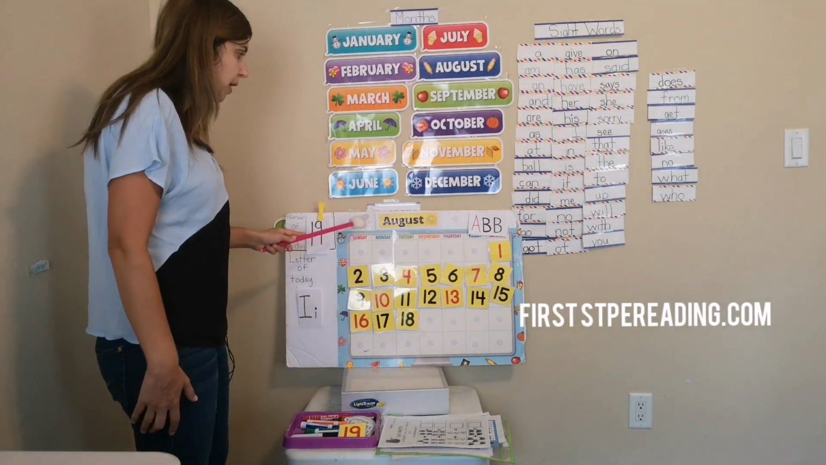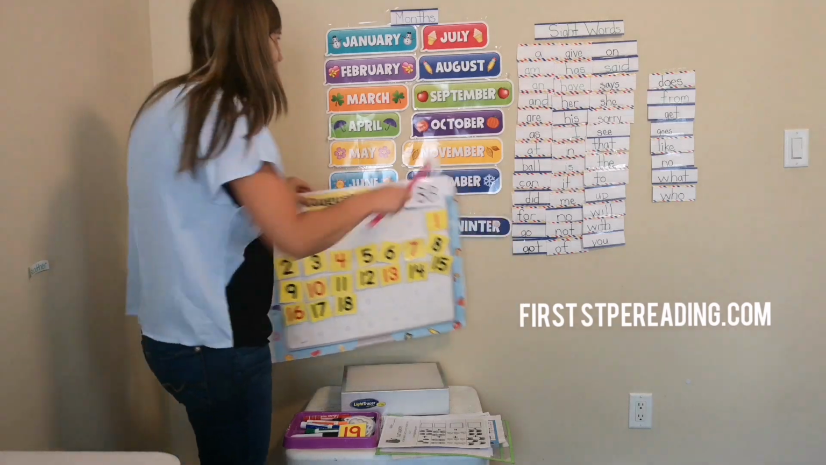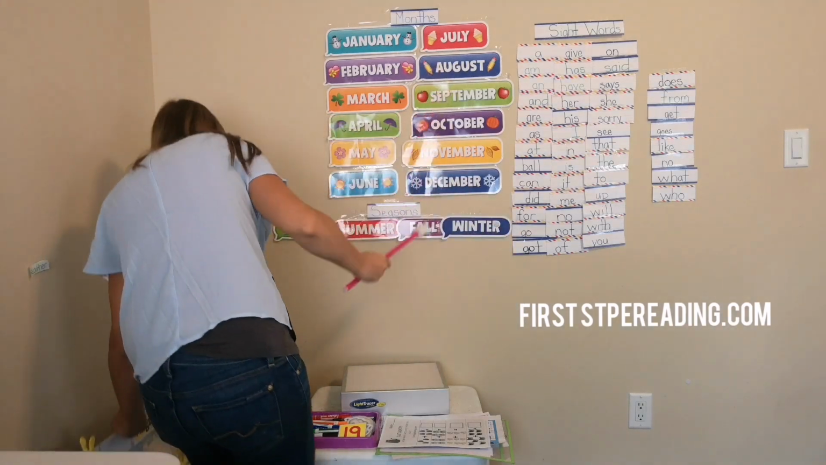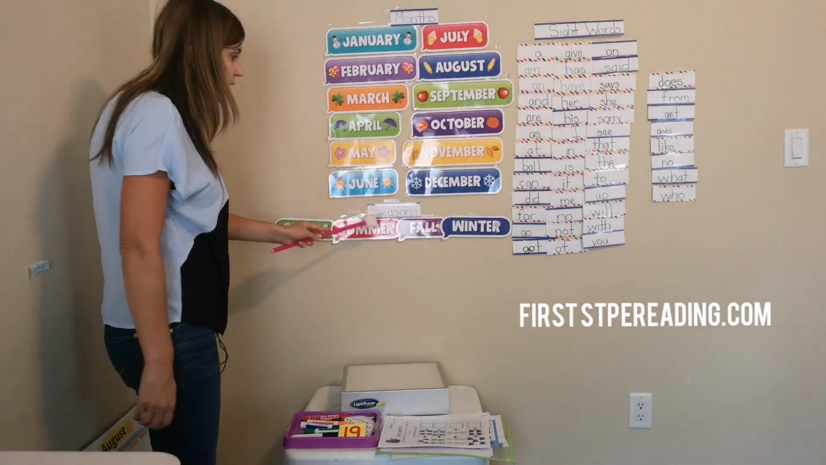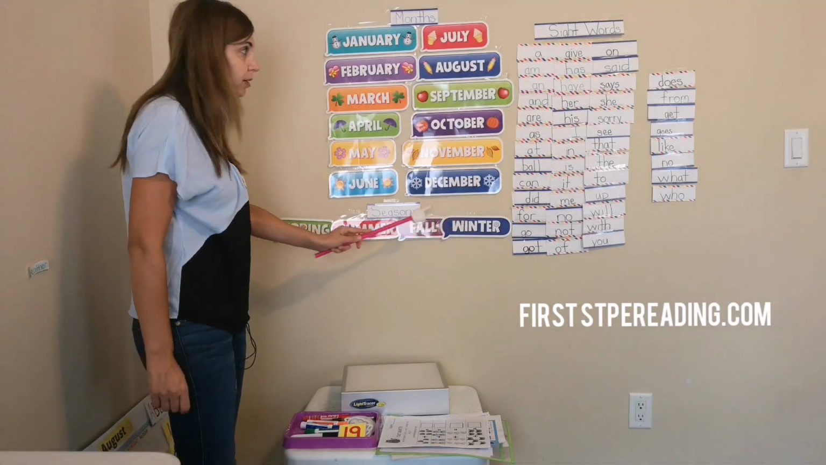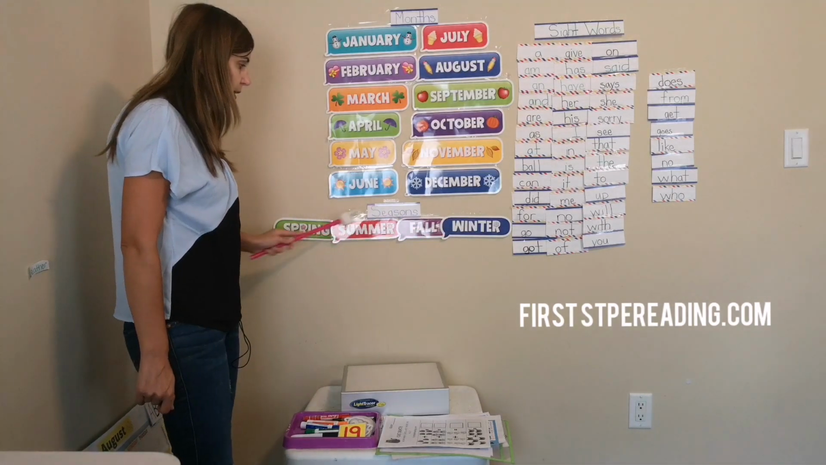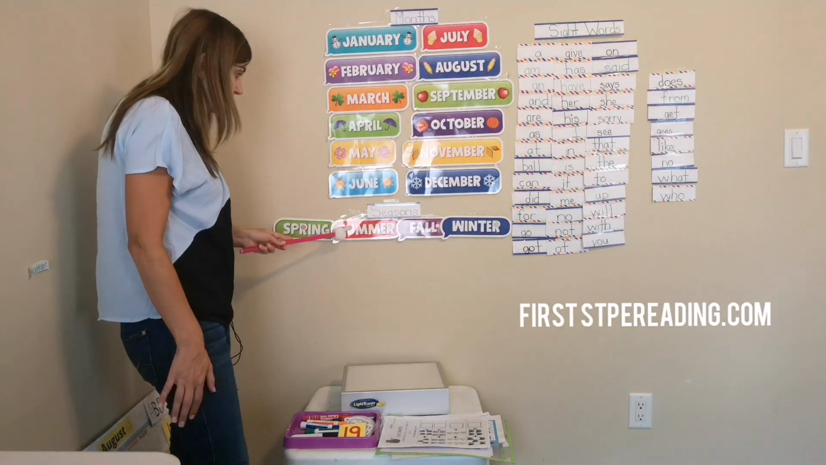Today we're talking about August. August is in the summer. The summer is the hottest season. There are 4 seasons in the year. When it's the summer, it's hot. People go to beaches, they go swimming.